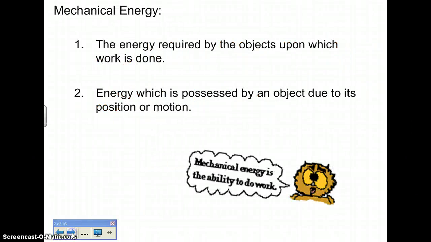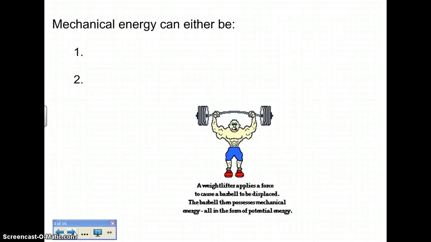All right? Next thing that we have is talking about mechanical energy. Mechanical energy is the energy possessed by the objects upon which work is done. It's energy which is possessed by an object due to its position or motion. So long story short, what this is telling you is mechanical energy is the ability to do work. There are two different forms of mechanical energy. You should be familiar with these. Let me reiterate, ME, capital M, capital E, is the abbreviation for mechanical energy.